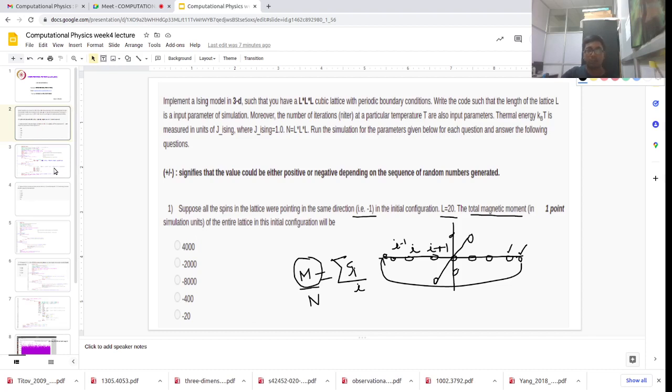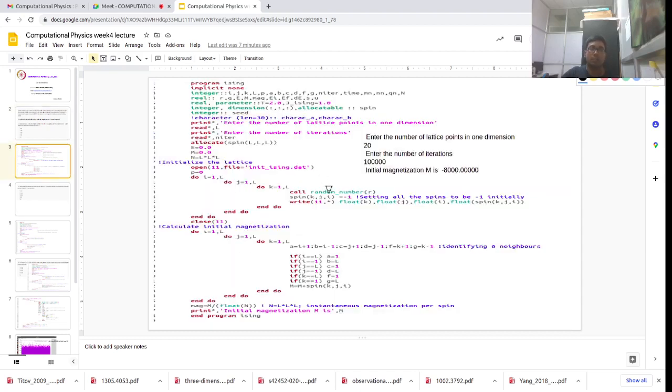This question will have some large coding, so I am just trying to show how I can do that, or how you can practice it. As before, I have these integer, real, integer declarations. These basically give you the type of the variables, and then, as the question suggests, you should enter the number of lattice points and the number of iterations as input.